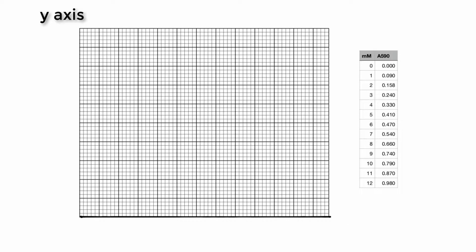Now we want to make the best use possible of the graph paper, so we need to make sure that we fill the extent of it. Looking at the data, the concentration, which is in millimolar, goes from 0 to 12, and looking along the bottom of this graph you can see that we can easily get in those 12 digits, 0 through to 12. So along the bottom of the graph we're going to put the concentration in millimolar. Don't forget to label your axes millimolar.